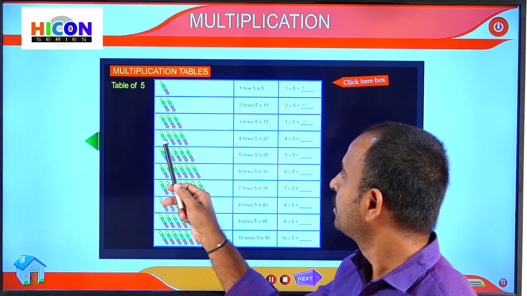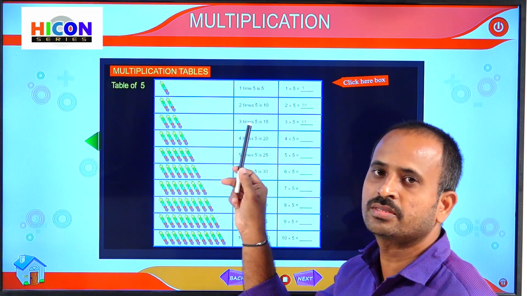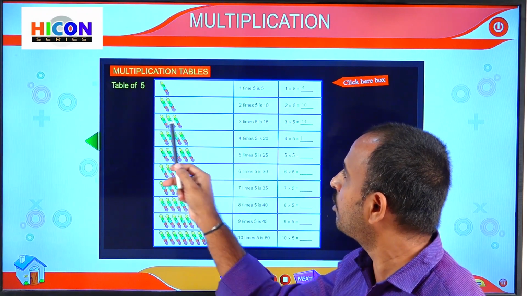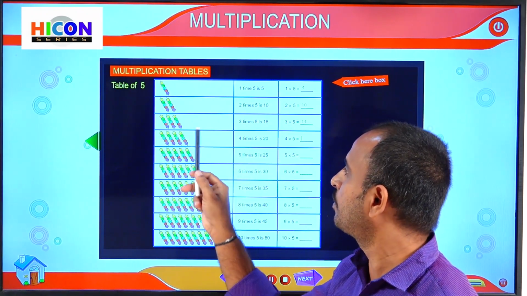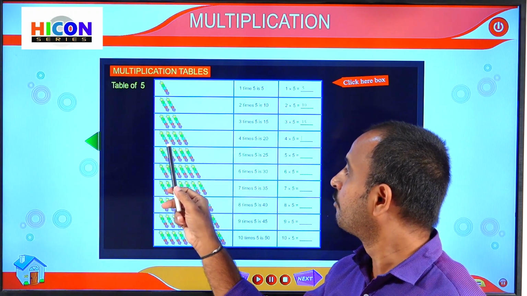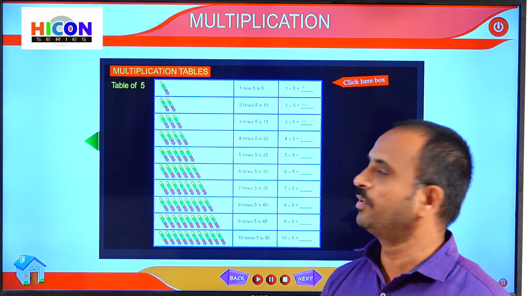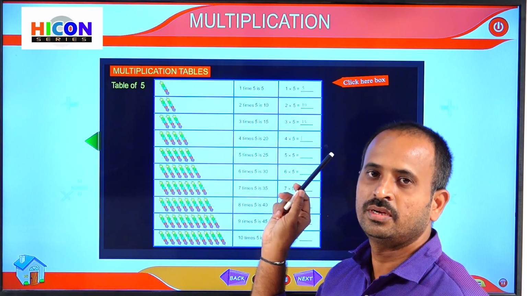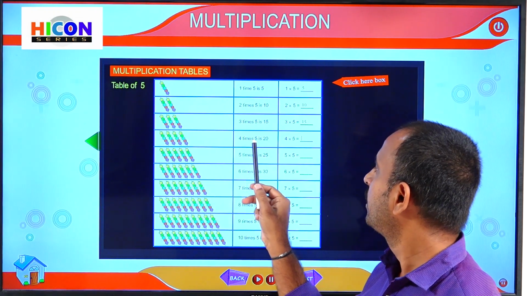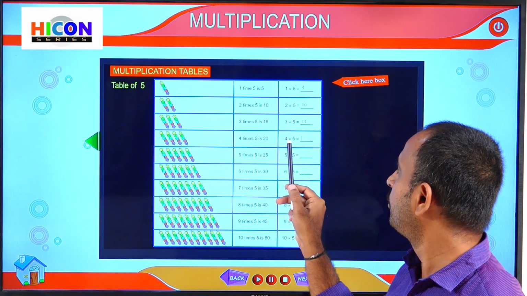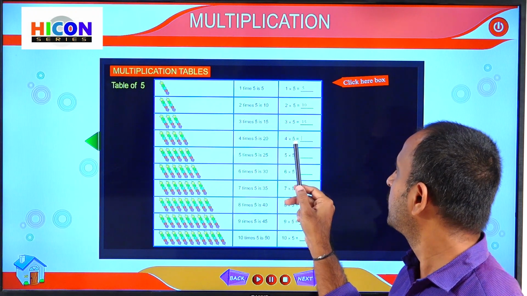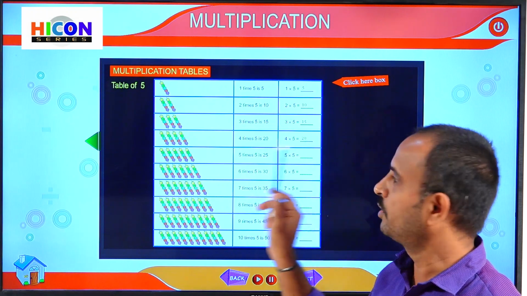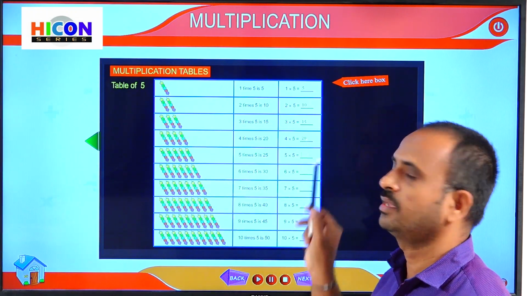So children, the fourth row. There are 4 groups of balls and each group has 5 balls. That means how many balls are there in total? We can get the total number of balls by doing 4 times 5. So we have to add 5 four times here to get the total number of balls. That means 4 times 5, and it can be written as 4 into 5. 4 fives are... children, how much does it become? 4 fives are 20. So if you add all these balls, you will get 20.